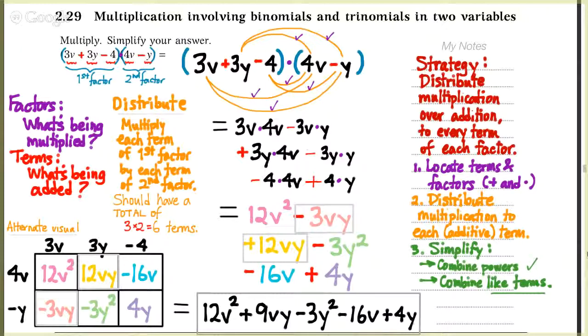Once all that multiplication dust has settled, it's a matter of combining any like terms that are present in that final answer, of which there were 2, the negative 3vy plus the 12vy. Combining those like terms by adding their coefficients to be a positive 9 gives us the finished expression for the product of these 2 polynomials.